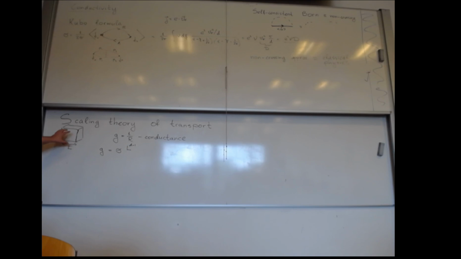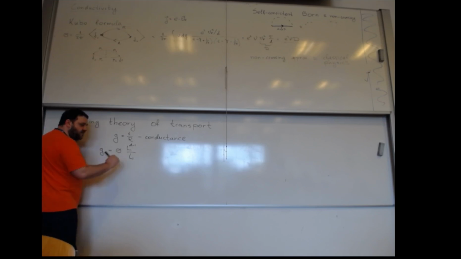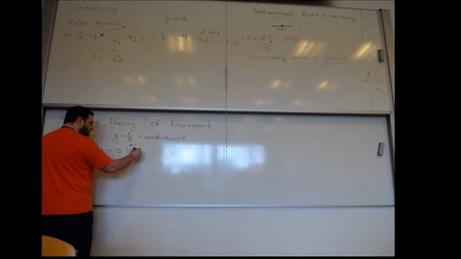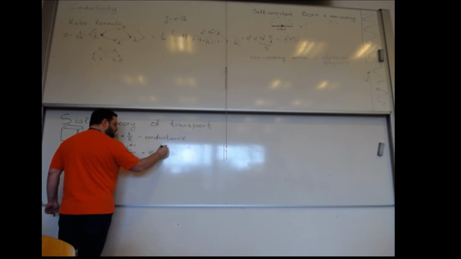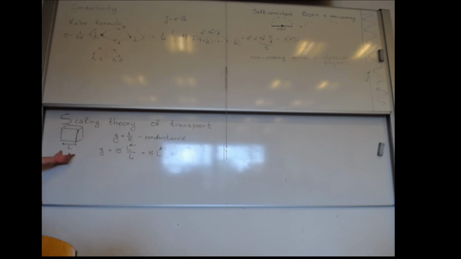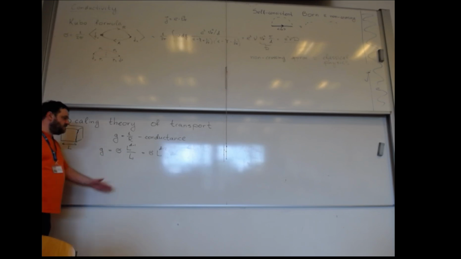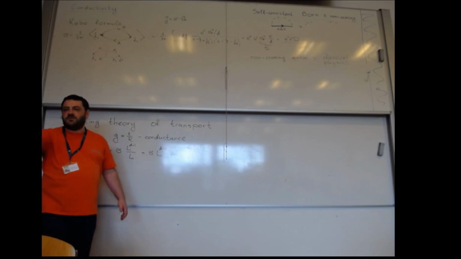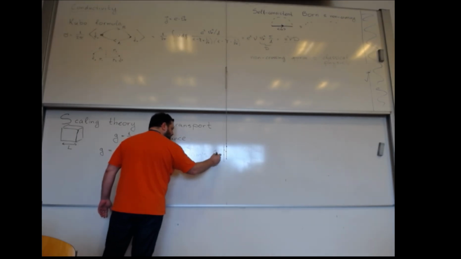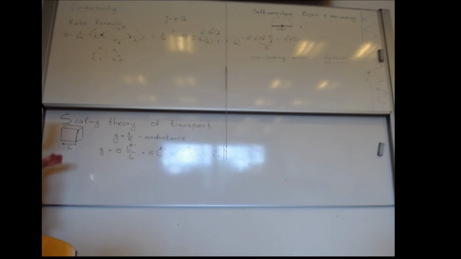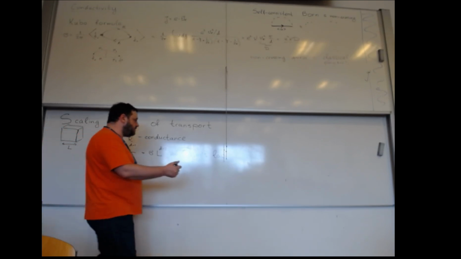You have a d-dimensional object. In one direction the current flows. The cross section is d minus 1 dimensional. And the longer the sample, the larger the resistance, the smaller the conductance. So it's also divided by the length. Or, if you like, it's sigma times A to the power d minus 2. This is how conductance of the metal depends on its size. And this is called Ohm's law.